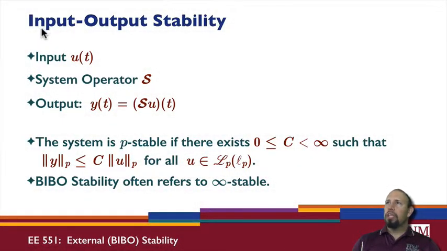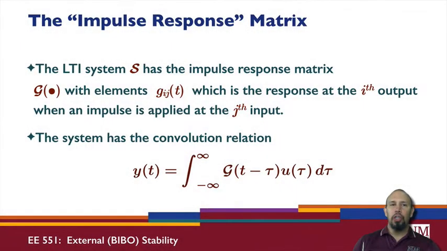We can also talk about the more general concept of input-output stability. We have an input U, we have a system operator S, the output is S operating on U, and we can say that the system is P stable if there exists some constant, finite, non-zero, such that the output P norm is less than or equal to that constant times the input P norm for all inputs in the space LP, either big LP or little LP. So when we talk about BIBO stability, we're actually referring to P stability for P equals infinity. The limit as P goes to infinity. So that's a special case.